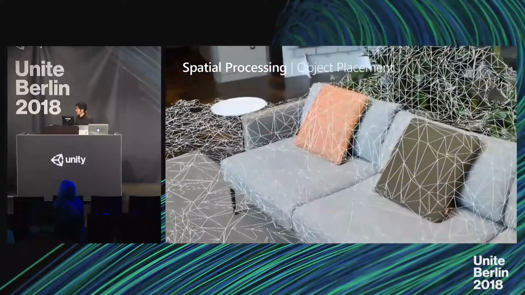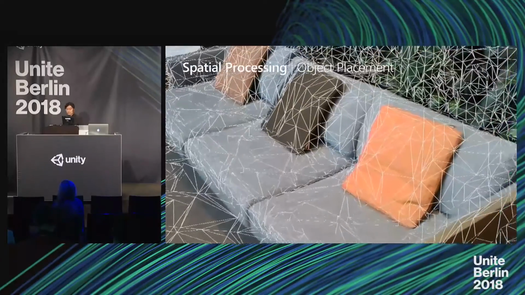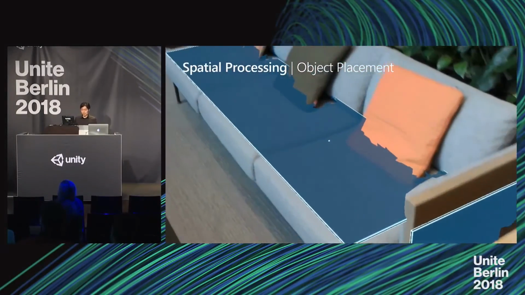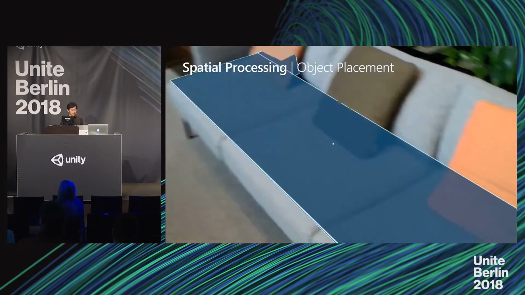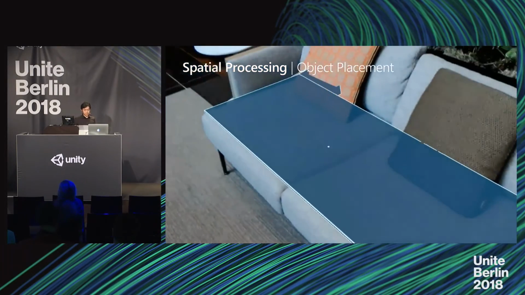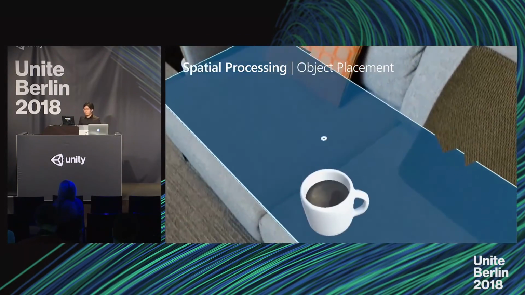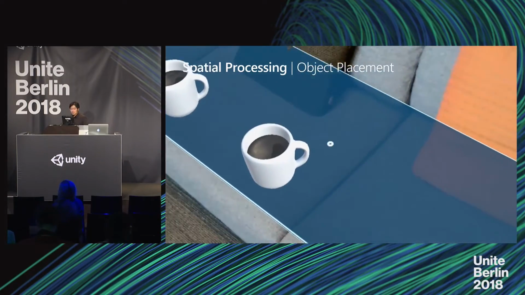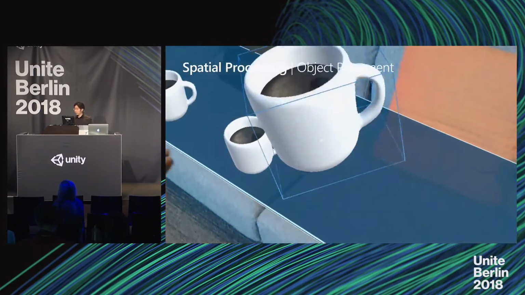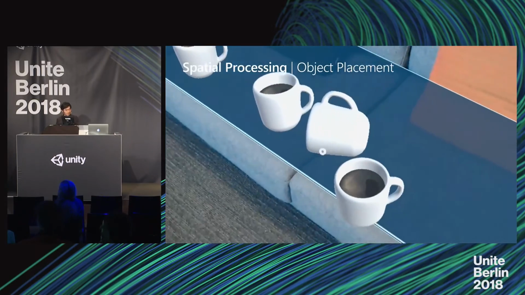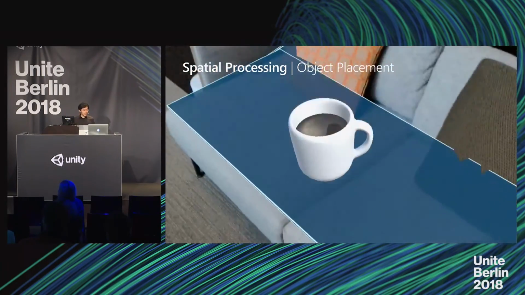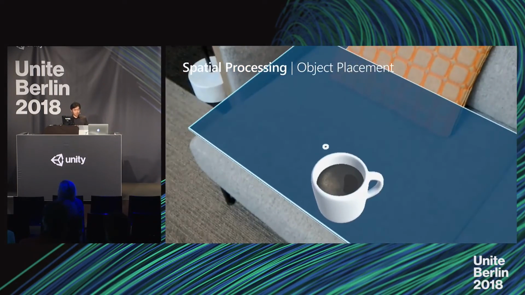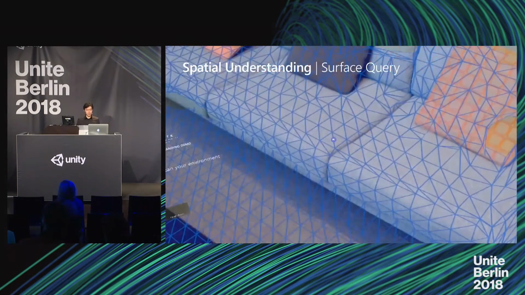So this is one quick example using spatial processing. After the initial scan, I'm getting these clean planes. Now I'm getting planes on this couch. I'm dropping a coffee cup onto this couch. Hopefully I don't spill too much. As you can see, now you can interact with the physical surface. And of course, you can make the blue plane transparent so that you can make it look like interacting with the physical surface.